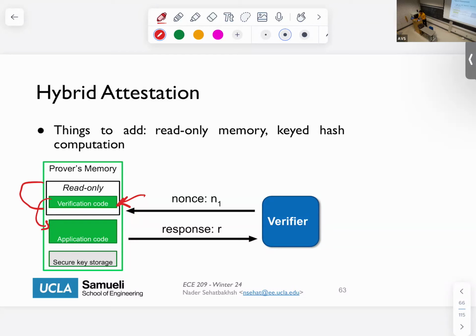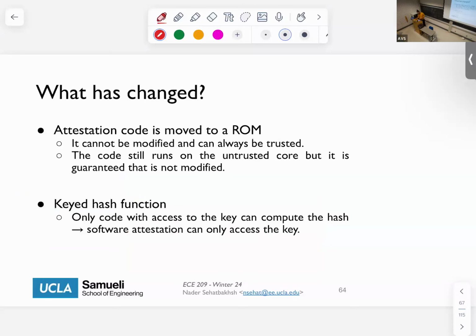The second thing that we're going to have is that we're going to use some form of a key for doing the hash computation, okay? So together, we're going to use this hash computation using the key and this verification code, and we're going to fix the issue of attestation that we have in the memory.